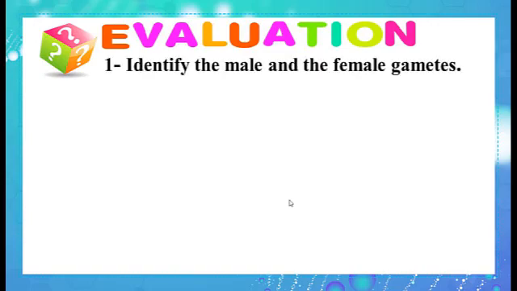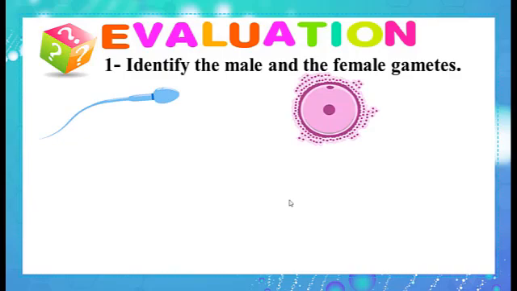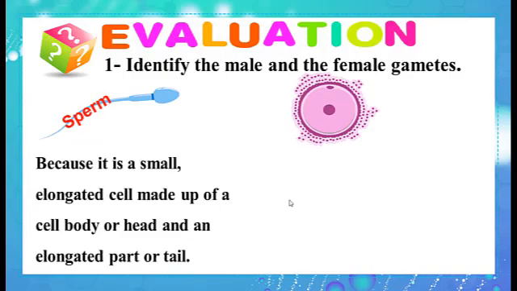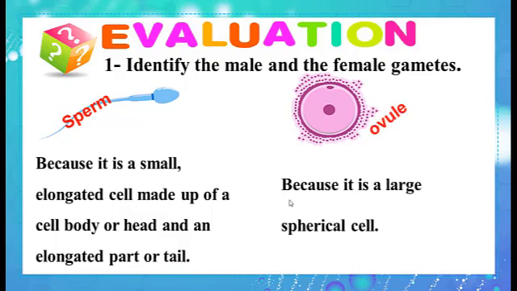An evaluation. Number 1. Identify the male and the female gametes. So this is the sperm because it's a small elongated cell made up of a cell body or head and an elongated part or tail. This is the characteristics of a sperm. And this is the ovule because it's a large spherical cell.